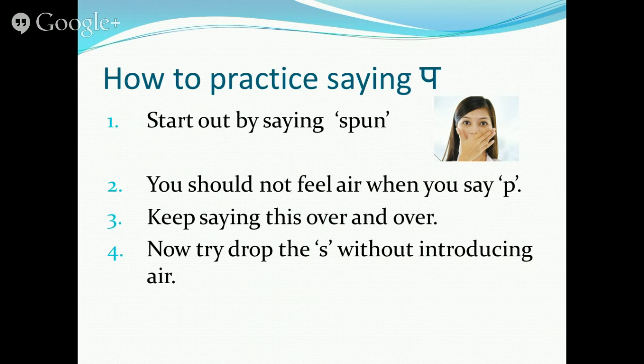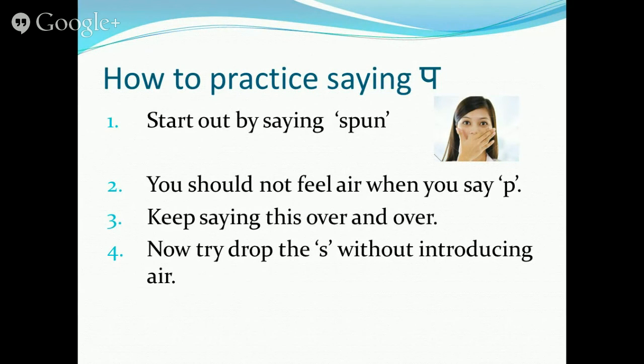Now, this is the one that's going to give a lot of people problems. And when we go a little bit more forward in the lesson, you'll see why this is often a neglected thing in Hindi. But it's also important. So let's start out by saying spun, spun, and you should feel no air. If you feel lots of air when you say spun, you cannot do this exercise. You should feel no air on your hand when you say the P in spun.